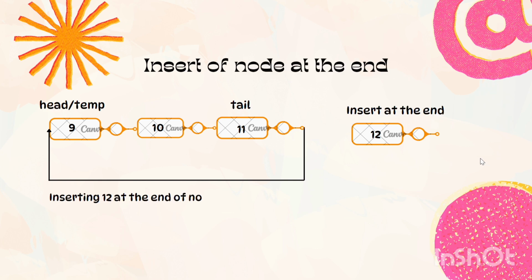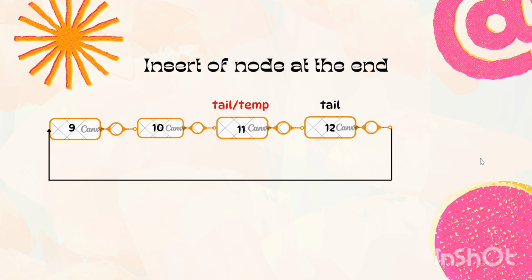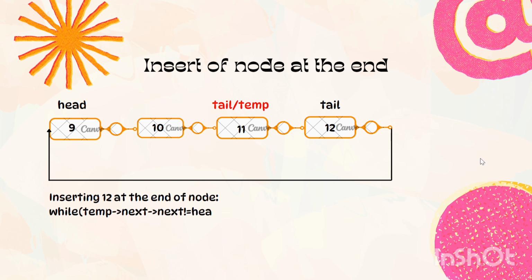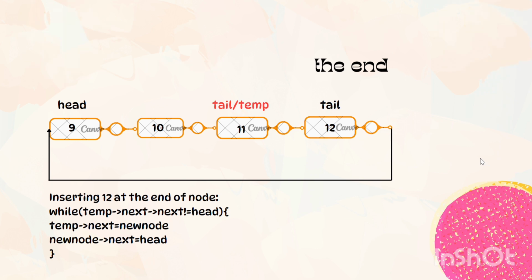Let us see the insertion of a node at the end. We are going to insert a new node 12 at the end of the linked list, after 11. For the pseudocode, we have to traverse while temp next is not equal to head. Inside the loop we have temp next is equal to new node, new node next is equal to head. If we do it like this, we can make insertion at the end.